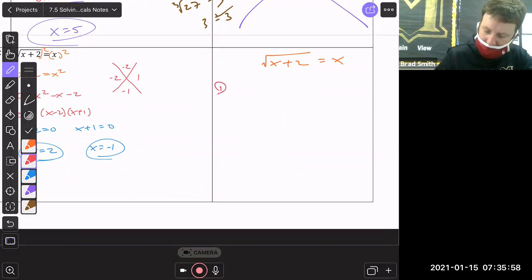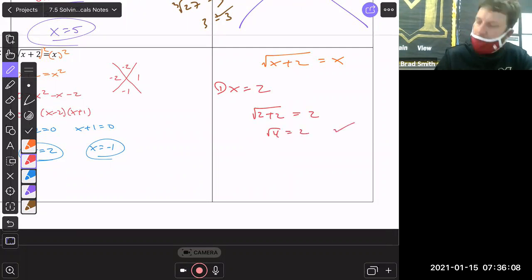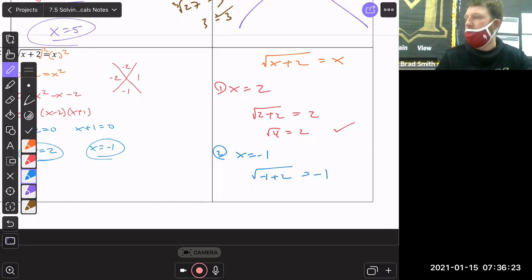My first solution was x equals 2. So if I take that and plug it in, I got 2 plus 2 should equal 2. Square root of 4 equals 2. So that one's good, because 2 does equal 2, right? The second one, I got x equals -1. So if I plug that in, I got -1 plus 2 equals -1. So that'd be square root of 1 is equal to -1. So 1 does not equal -1.